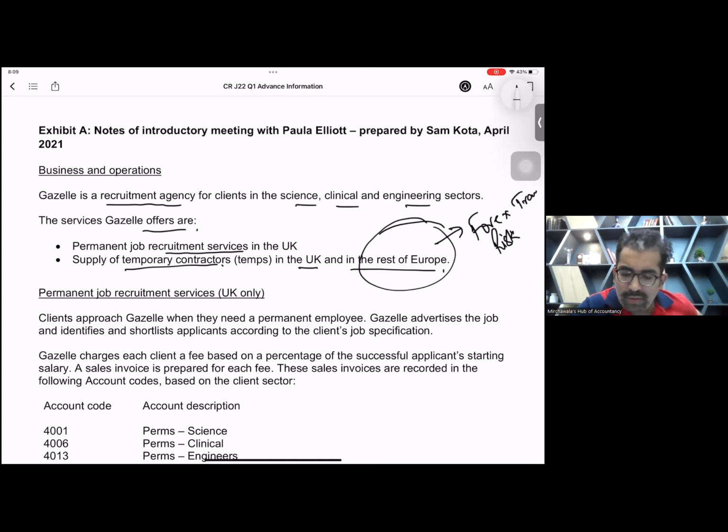Forex translation risk, because when you are giving services to Europe, definitely your sales are in a different currency, and your receivables are in a different currency. So you are exposed to exchange rate risk as well as translation risk in accounting. You may get something related to that. Now, initially there are two heads. One is permanent job recruitment services and the second is supply of temporary contractors. Now let's start with the first one.